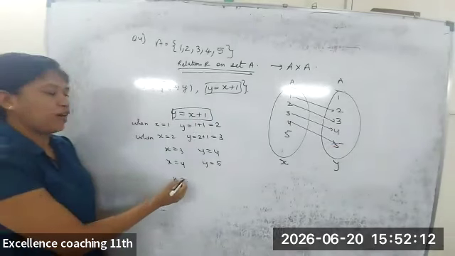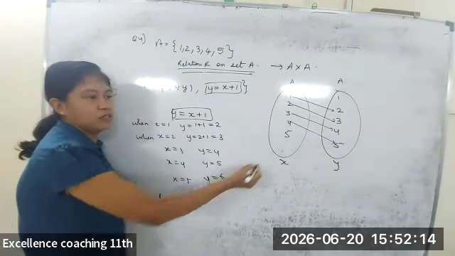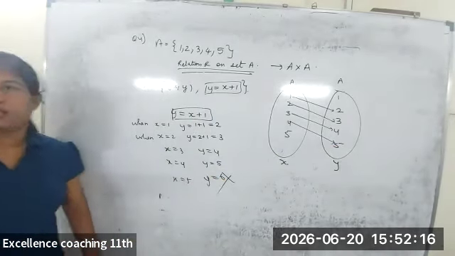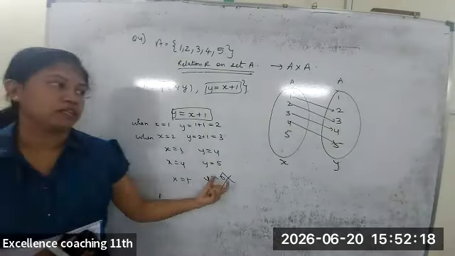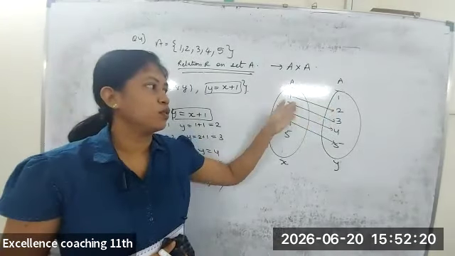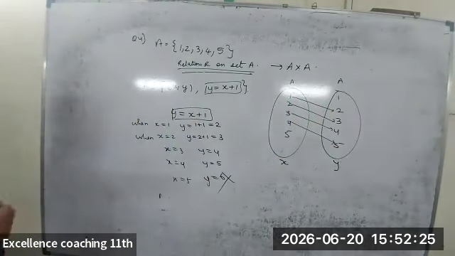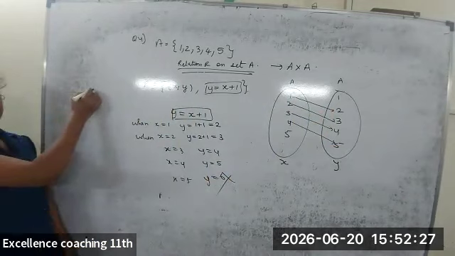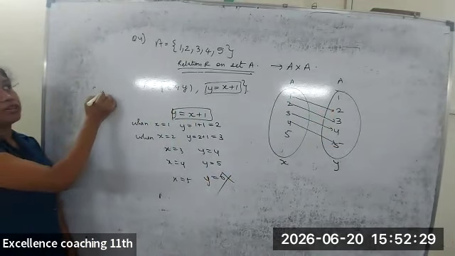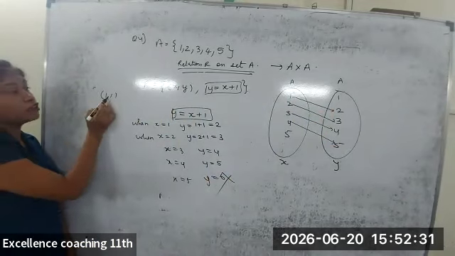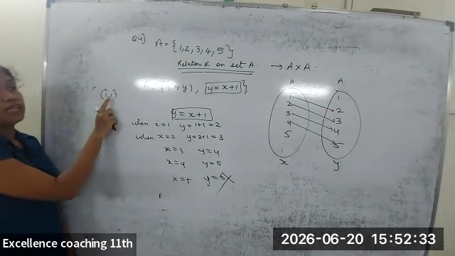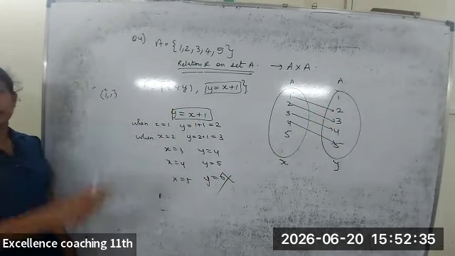Now when X is 5, Y is 6, but there is no 6 there, so we can ignore it. This is not to be taken. So 1 is going to 2, 2 is going to 3, 3 is going to 4, 4 is going to 5. If you go with the Cartesian product also, that way it can be done, but then you'll have to check X and Y. Y should be 1 bigger than X like that.